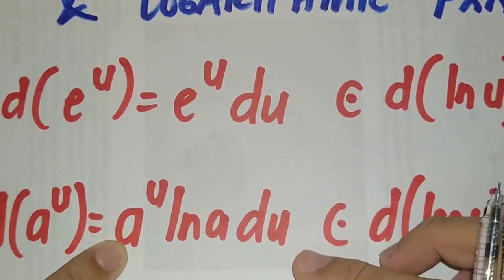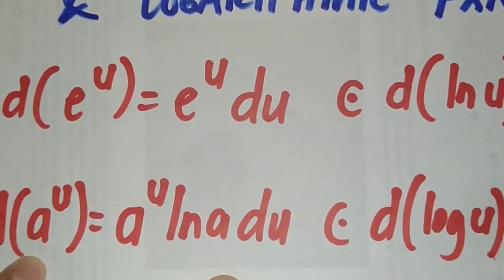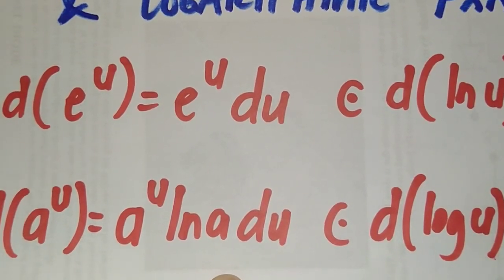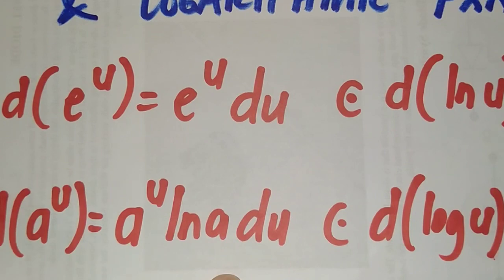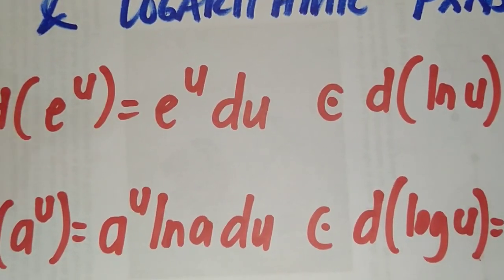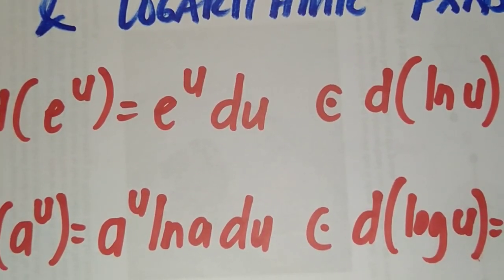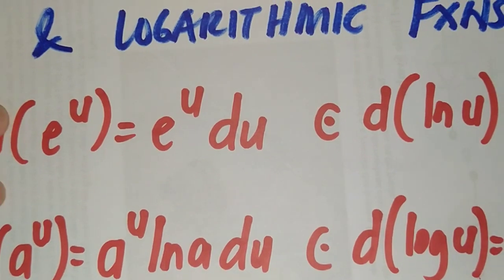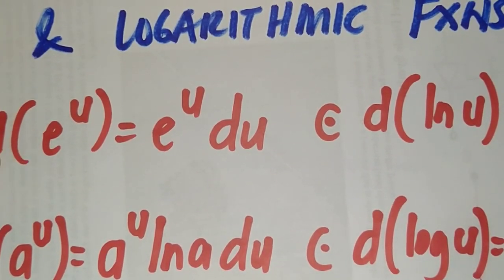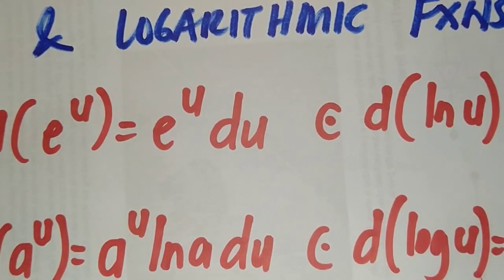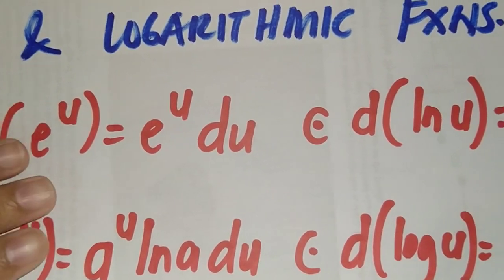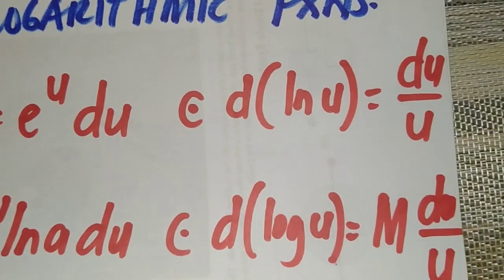So na-derive lang si e to the u du from the derivative of a to the u because a is any constant and u is a variable or any function. So pag nakakita ng any constant na na-eelevate sa function or sa variable, ito yung gagamiting formula. Tapos ito, exclusive lang yan for e. So e is the Napierian number. So which is, again, that's 2.7182818.